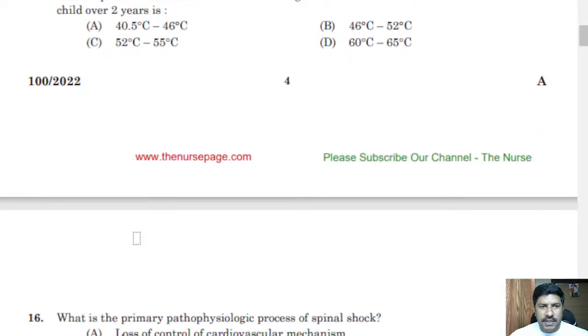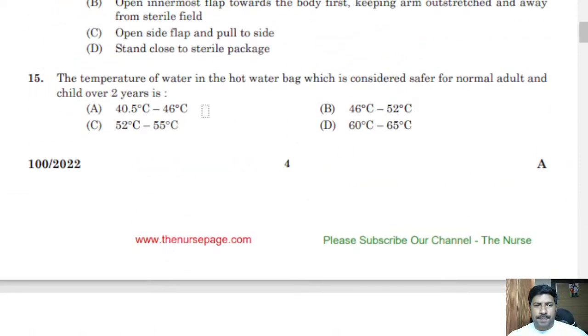Then 15th question. The temperature of water in the hot water bag, which is considered safer for a normal adult and child over 2 years. So the correct answer is option B, 46 degrees Celsius to 52 degrees Celsius. That is around 105 degrees Fahrenheit to 115 degrees Fahrenheit. That is the safer temperature for hot water bag application for a normal adult and child above 2 years.